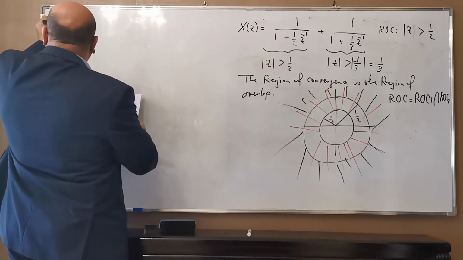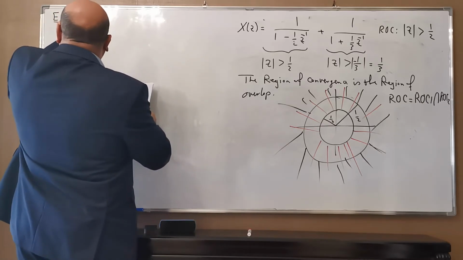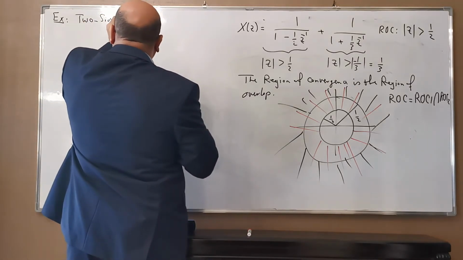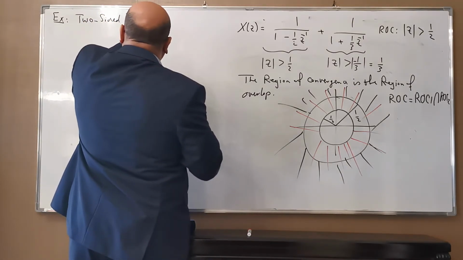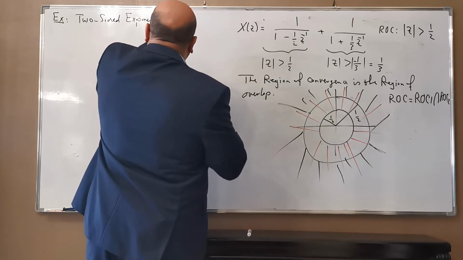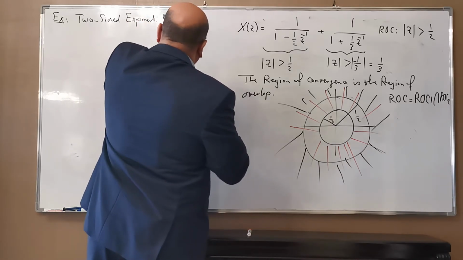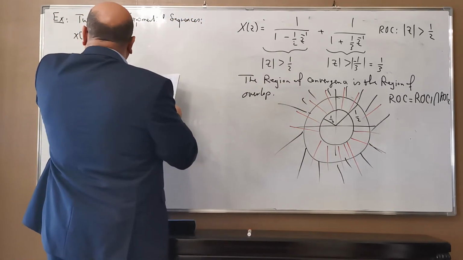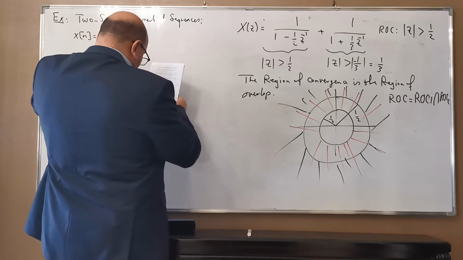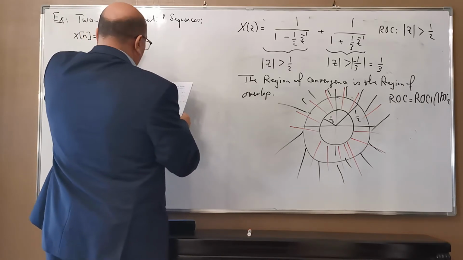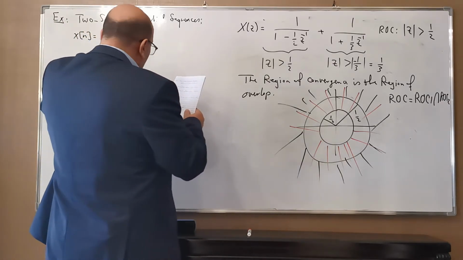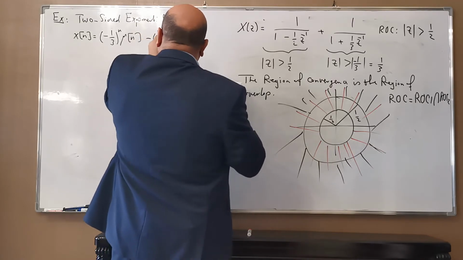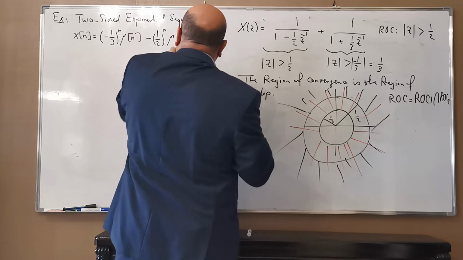Okay, I'm going to take now one more example. Two-sided exponential sequences. Okay, we'll take x of n equals minus 1/3 to the power n mu of n. So this is a right-sided sequence, but the next one is minus 1/2 to the power n mu of minus n minus 1.